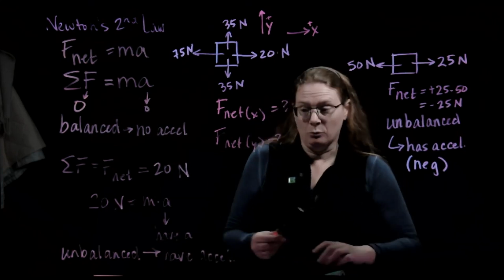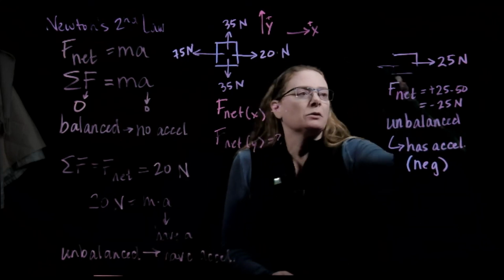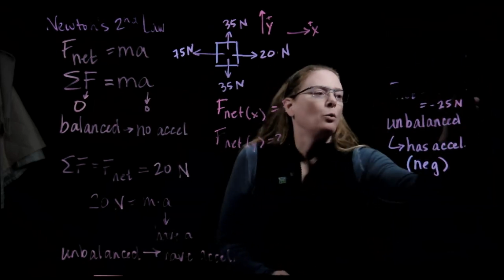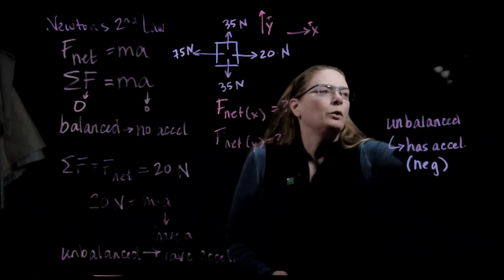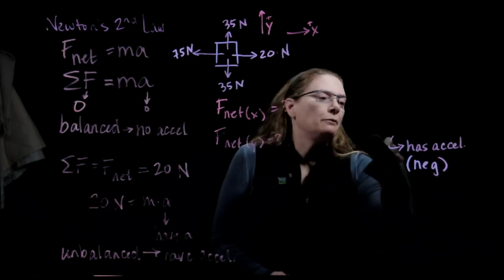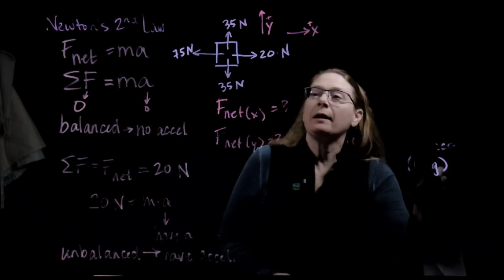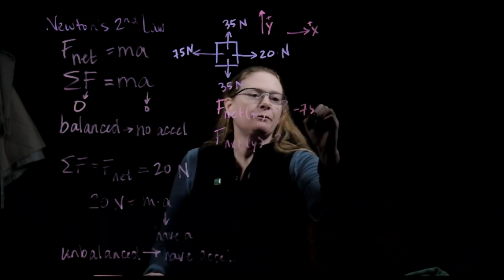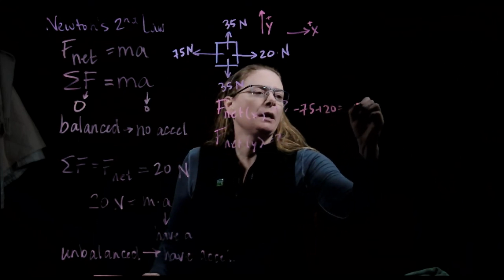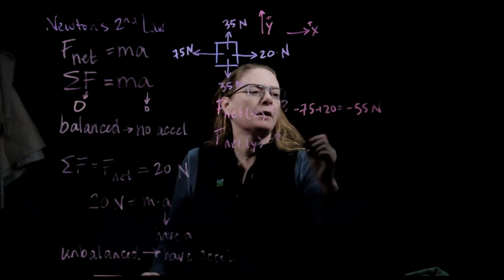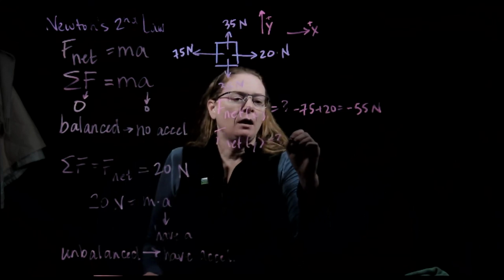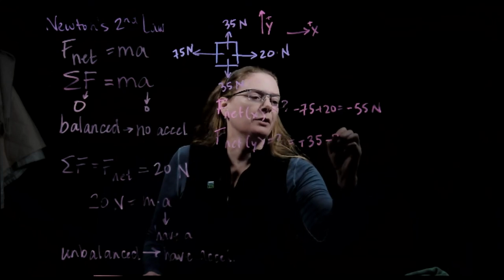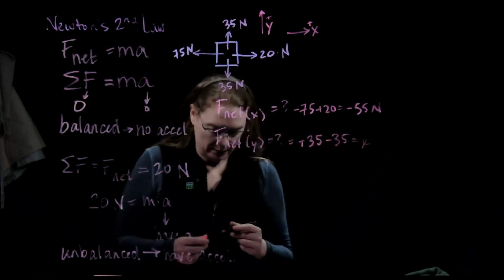Okay, so we can do that. No worries. Let's just do what we did and say in the x direction, what do we have for our net force? We have a 75 newton force to the left and a 20 newton force to the right. So this is going to be negative 75 plus 20, negative 55 newtons for our net force in the x direction. In the y direction, I've got a positive 35 going up. I've got a negative 35 going down. I end up with a 0.